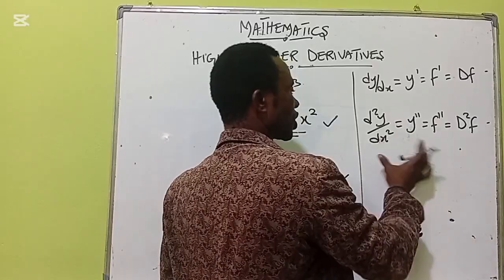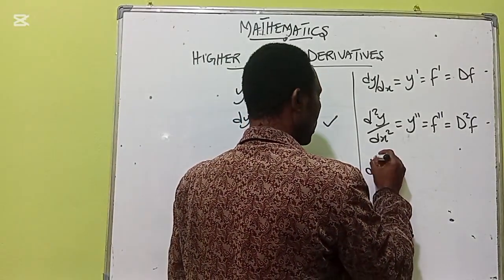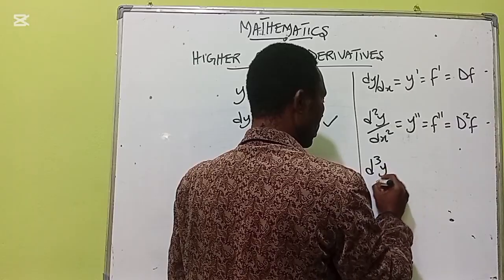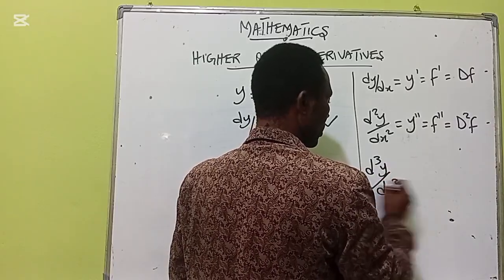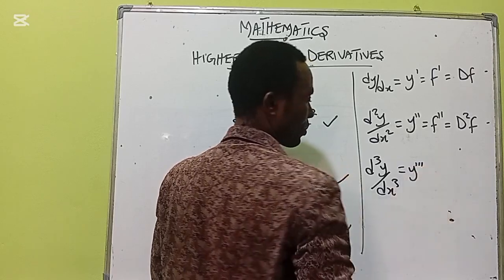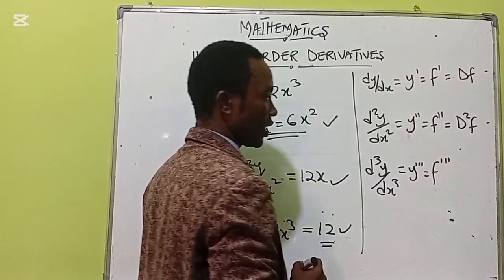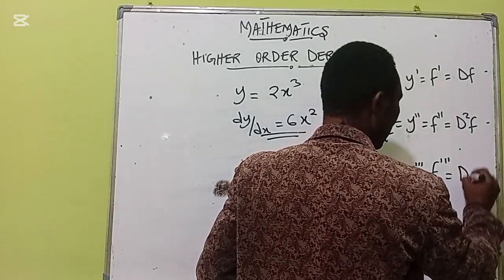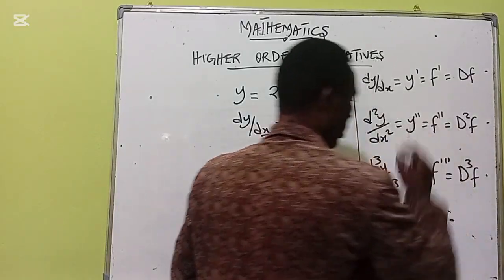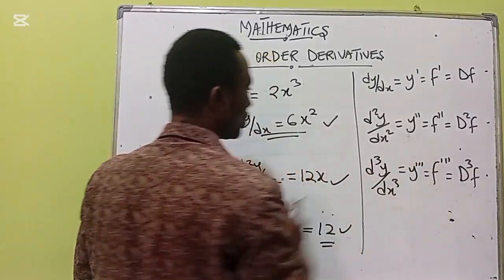Then, if we differentiate the second derivative, we'll get the third derivative, which is d cubed y over dx cubed, which is the same thing as y triple prime, which is the same thing as f triple prime. You can use any of them, or you can use d cubed f. So any of these can represent each.